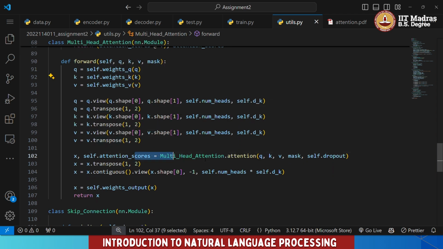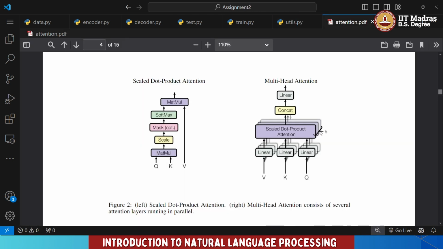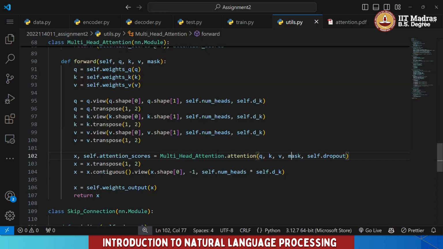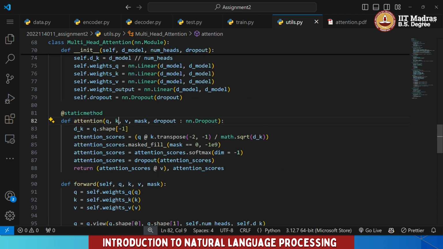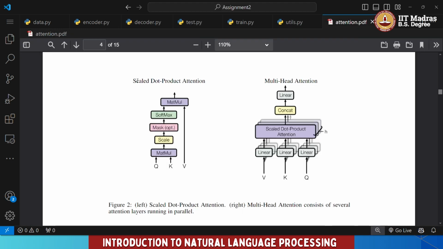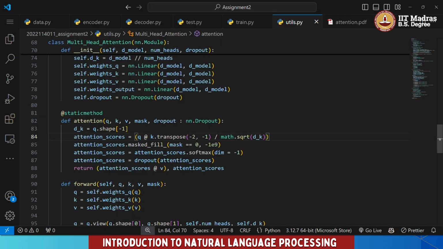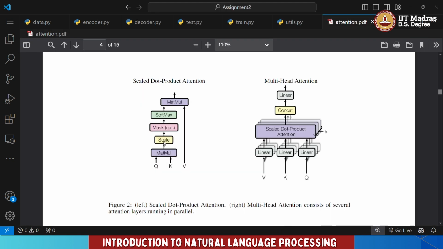So this is Q, K, V. We do the first pass over Q, K, V. Then we go into the calculation of the attention. This is the scale dot product attention that I'm talking about. We'll go towards the implementation. The architectural diagram of scale dot product attention is this. As you can see, the first step is multiplying Q and K. Over here you can see the same thing. We are multiplying QK and then dividing by the square root of dk, which is the scale part of it.